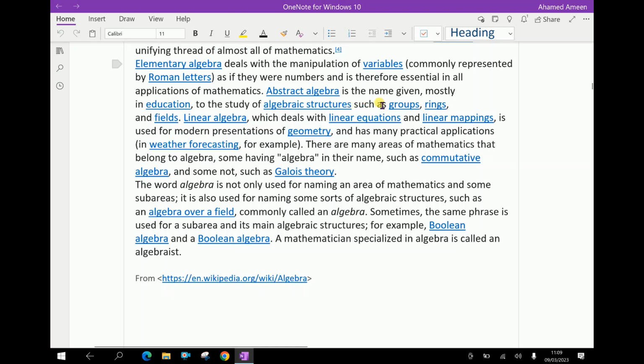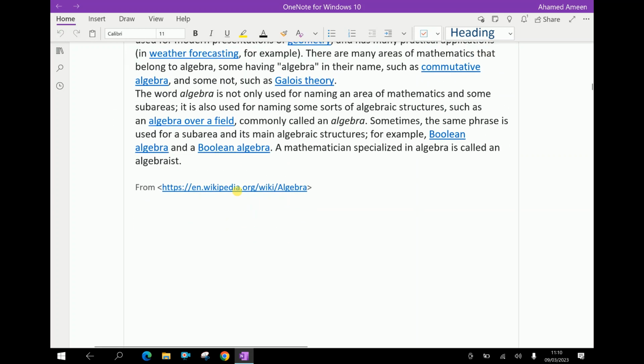Abstract algebra is the name given mostly in education to the study of algebraic structures such as groups, rings and fields. Linear algebra, which deals with linear equations and linear mappings, is used for the modern presentation of geometry and has many practical applications like weather forecasting. There are many areas of mathematics that belong to algebra, some having algebra in their name. Here, algebra over a field and Boolean algebra are parts of algebra.